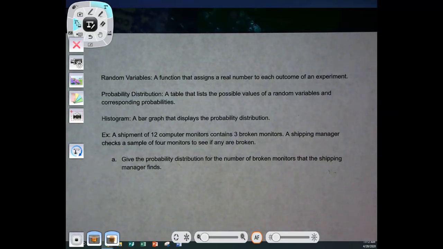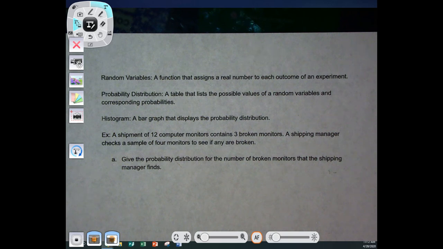So in this lesson, we're going to start section 8.5 on probability distributions and expected value. This video is going to deal primarily with probability distribution and random variables. And then the next video will deal with the expected value piece, just to keep them not so long.